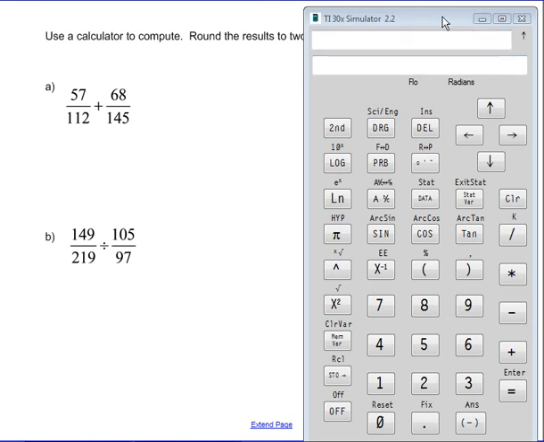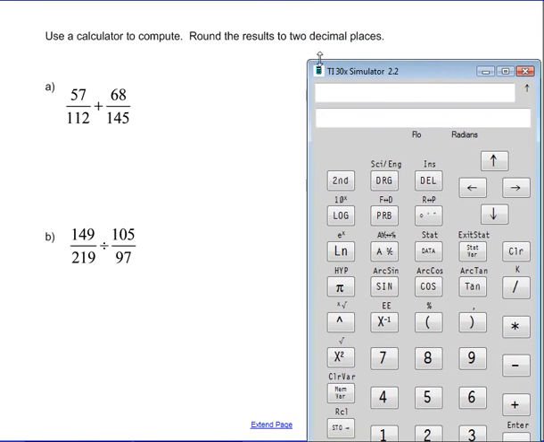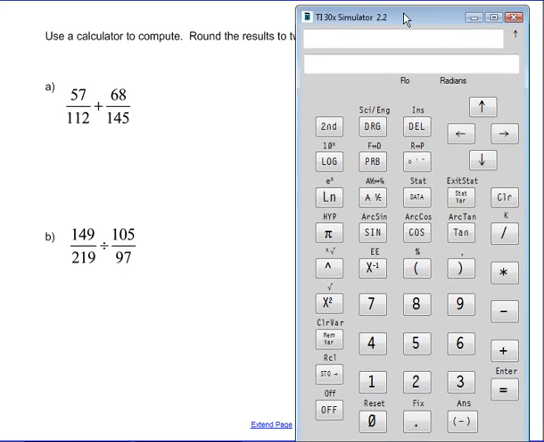Use a calculator to compute. Round the results to 2 decimal places. So we've got the calculator here, and notice with these problems that we're being asked to do here. Here we have an addition problem and we have a division problem.